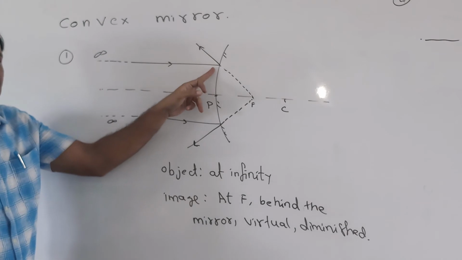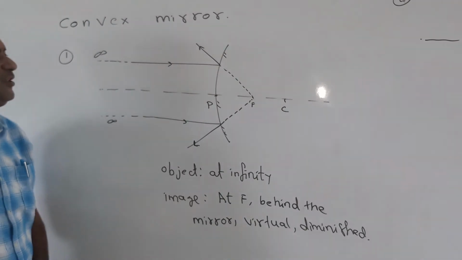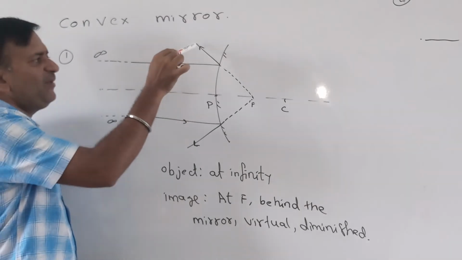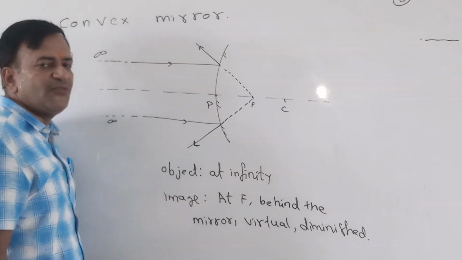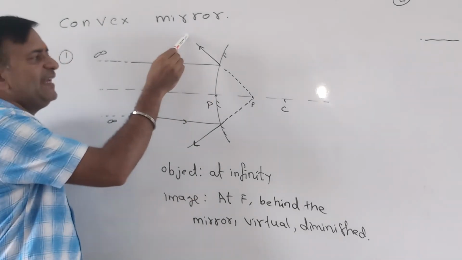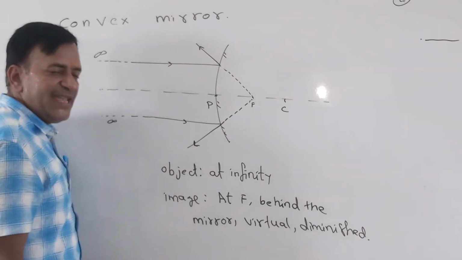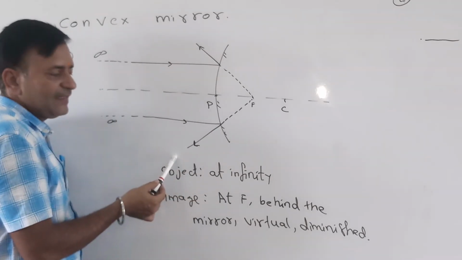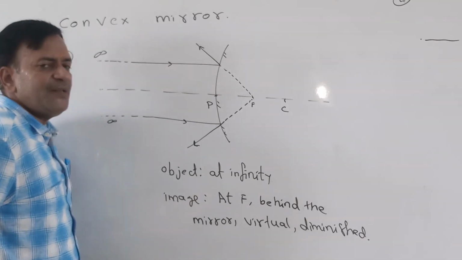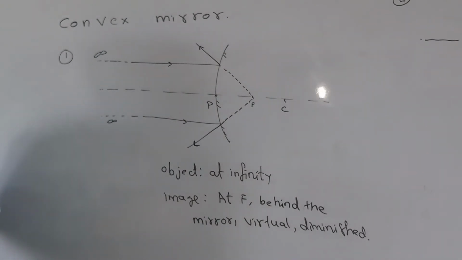After striking the mirror, these rays do not actually pass through the focus, but they appear to pass through the focus. That means, appears to pass means if you extend the reflected ray backwards, it will be at the focus. So this ray of light actually reflects like this, but appears to come from the focus. Another ray also has the same fate, moves like this, appears to come from the focus, and so the backward meeting of these lights is at the focus. So image is formed at focus.